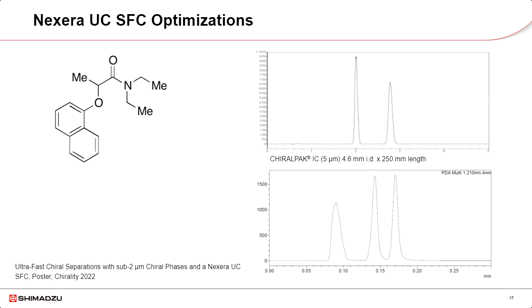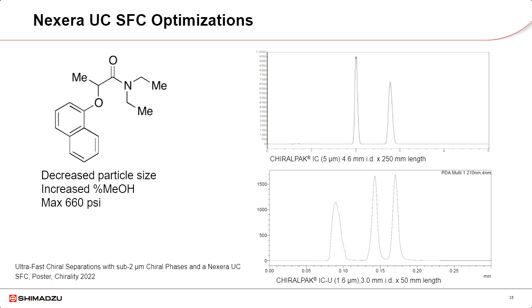As we though move to a 1.6 micron particle column, we see that we can actually get an equivalent separation, or at least a baseline resolution separation, of those two chiral compounds in less than 12 seconds. And by having the ability with the Shimadzu system to go up to 660 bar, we're able to go from a 4-minute run to a 12-second run.